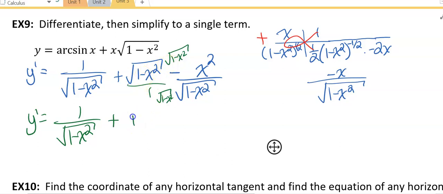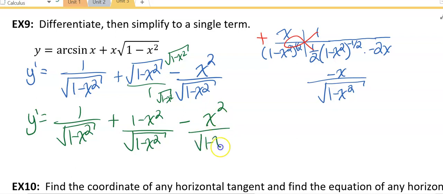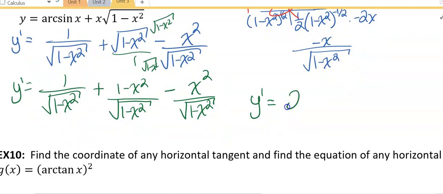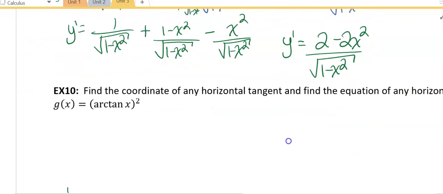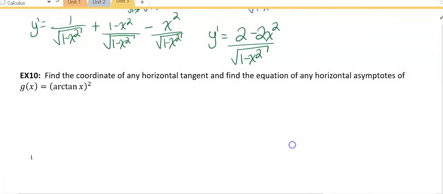This times itself is going to be 1 minus x squared, just like the square root of 2 times the square root of 2 is just 2, over the square root of 1 minus x squared. Now I have a square root in both of these, and then the last one was always there. And we just have to tidy it up. So final answer, y prime, I'm going to have 2 minus 2x squared over the square root of 1 minus x squared. It asked specifically for a single term. Done.